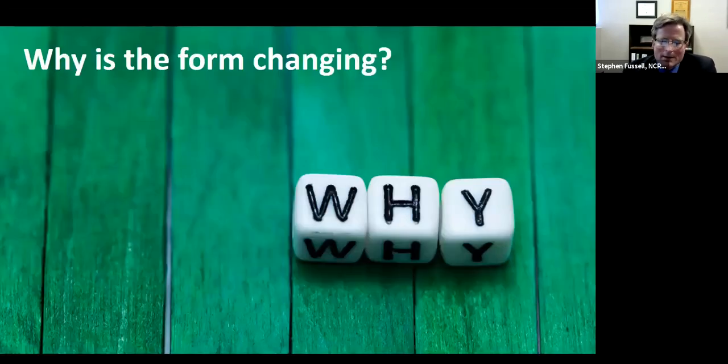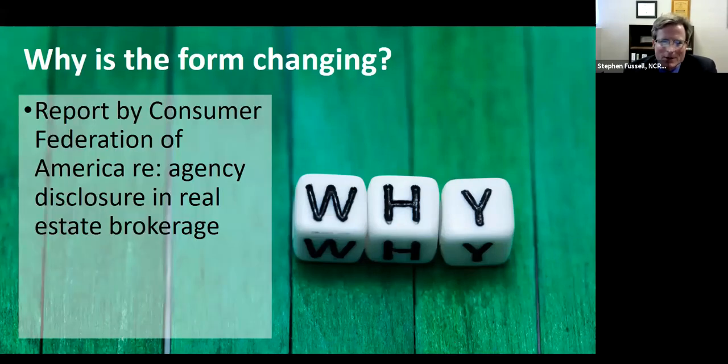All right, so why is the Commission changing the form at this point? The Consumer Federation of America conducted a research project a couple of years ago, and in that they evaluated the agency disclosure requirements and documents used in every state. Then in January of 2020, they published a report that showed the deficiencies in the agency disclosure process of the various states. Those deficiencies included that consumers were not receiving state mandated agency disclosure forms, or that the consumers didn't know they had received the disclosures.